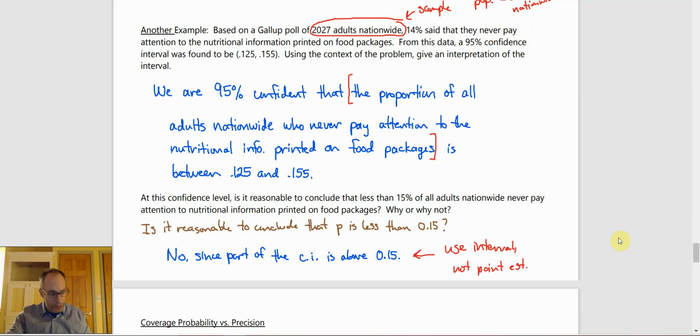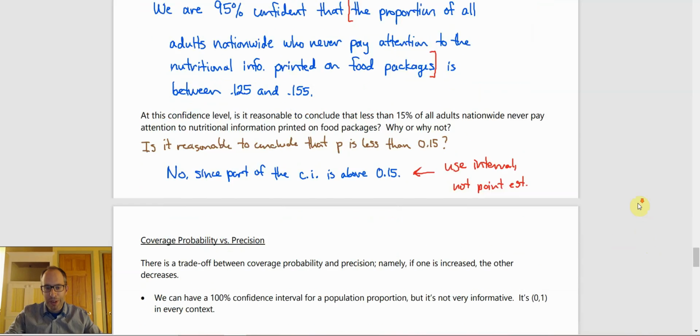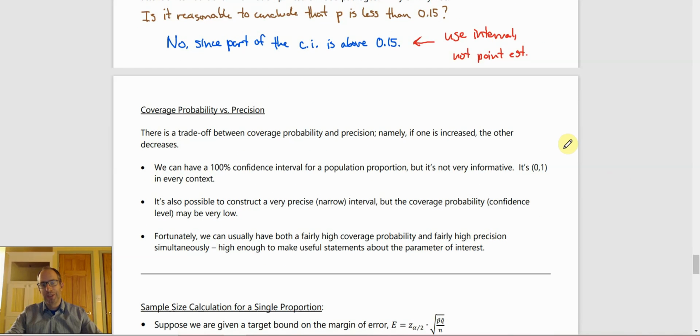Right? So just use the whole interval. That's the important thing there. Okay. Next, I kind of brought this up already, the trade-off between having a high confidence level and having a precise interval. So if one goes up, the other one goes down pretty much.